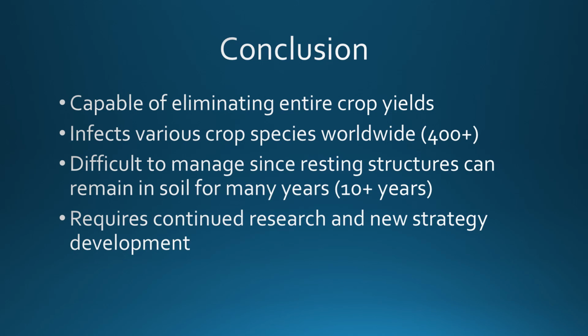Verticillium wilt is a truly devastating disease that is capable of eliminating entire yields of crops in a single season. Due to the extensive list of susceptible host crops, which ranges over 400 species worldwide, it is truly one of the most important plant diseases, and as such necessitates continued research and development of new management strategies to combat the disease and ensure food security for future generations.